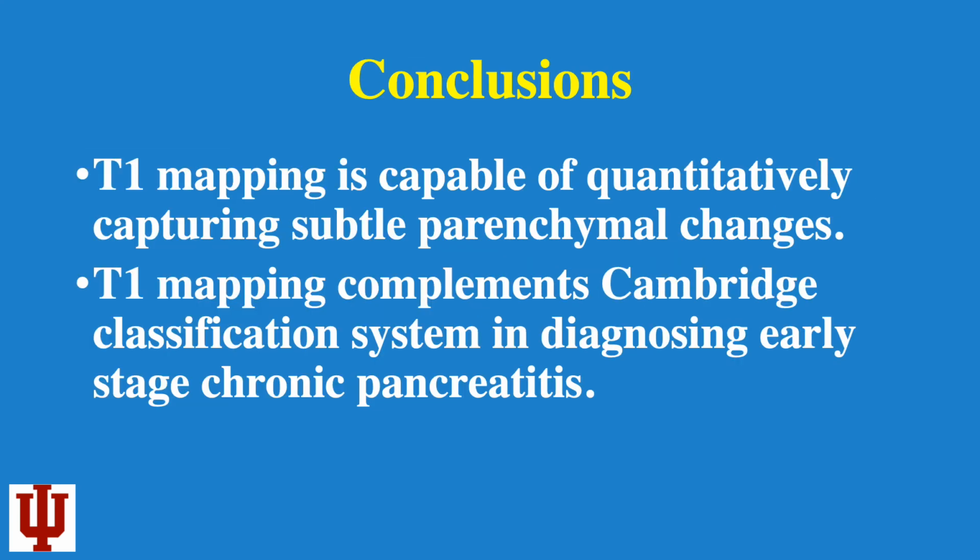In conclusion, T1 mapping is capable of quantitatively capturing subtle parenchymal changes that often precede ductal changes in early chronic pancreatitis. This enhances our characterization of early chronic pancreatitis and adds an extra layer of nuance within the Cambridge classification system, making it possible to more accurately diagnose chronic pancreatitis in the early stages and allowing physicians to intervene at an earlier point in patient care.